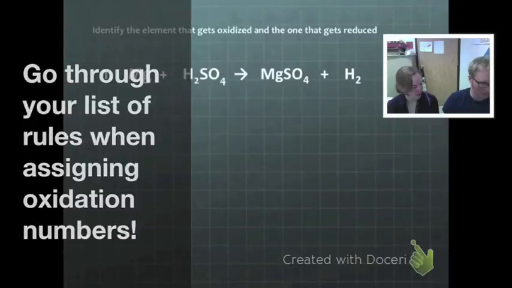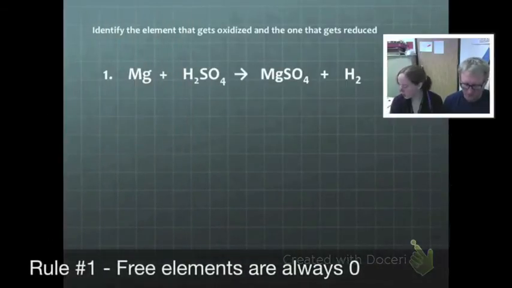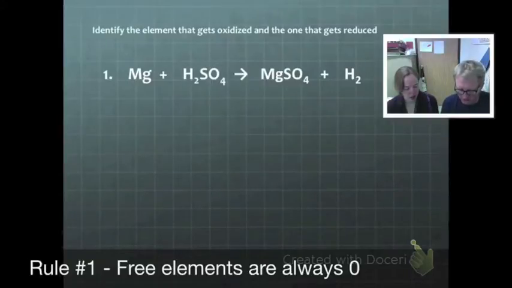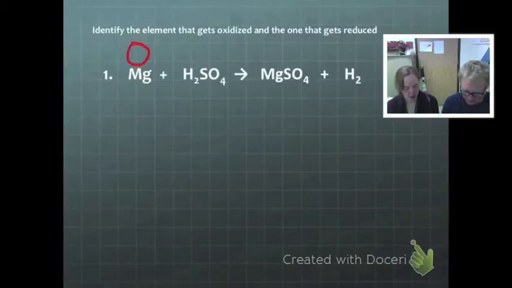The free elements, I think we could probably do. Right, so the free elements are really easy. What are the free elements always? The free elements are always 0. So I can say I've got magnesium is going to be 0.